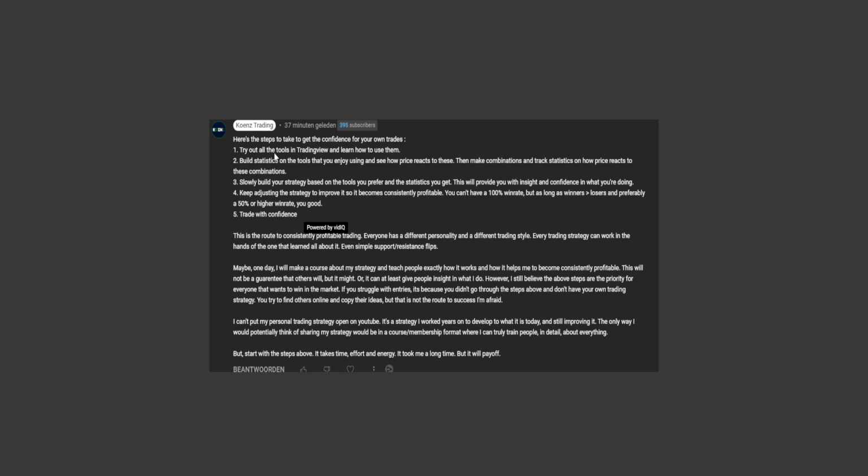1. Try out all the tools in TradingView and learn how to use them. 2. Build statistics on the tools that you enjoy using and see how price reacts to these. Then make combinations and track statistics on how price reacts to these combinations. 3. Slowly build your strategy based on the tools you prefer and the statistics you get. This will provide you with insight and confidence in what you're doing. 4. Keep adjusting the strategy to improve so it becomes consistently profitable.